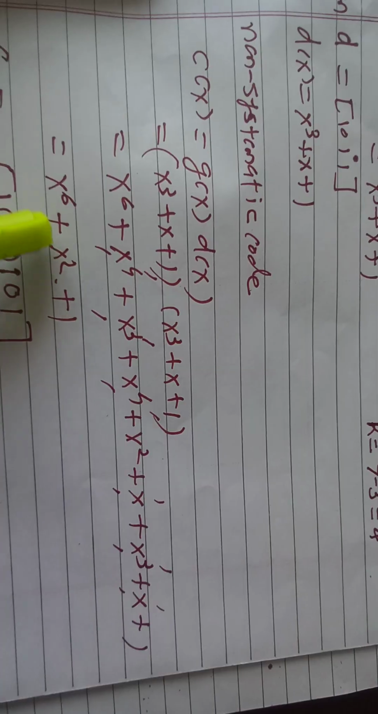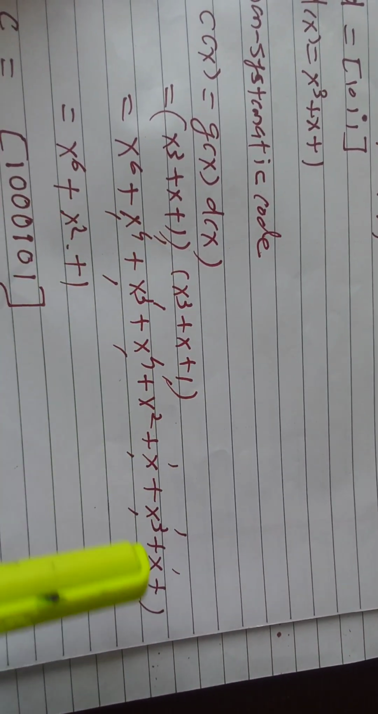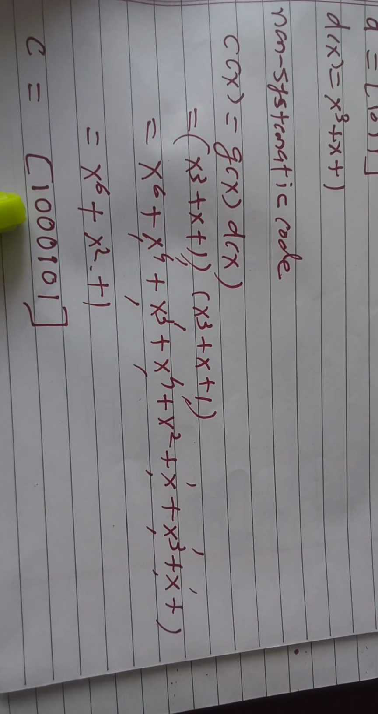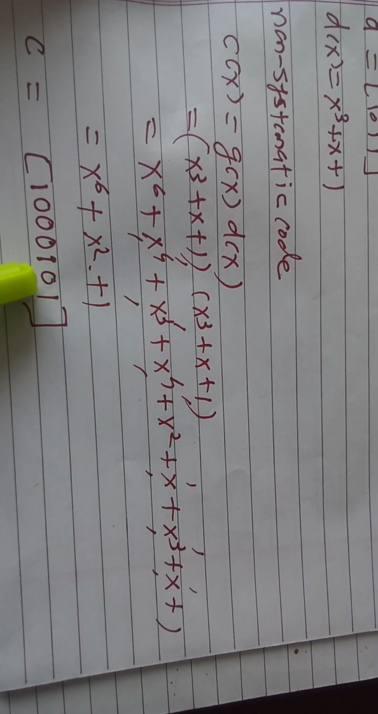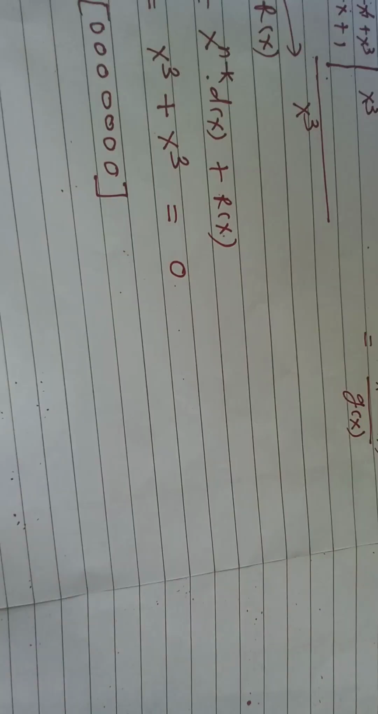If you multiply this, you will get x^6 plus x square plus 1. Similar terms get cancelled out. So what is c then? x^6 is 1, x^5 is not there so 0, x^4 is 0, x^3 is 0, x square is 1, then x is 0, and 1. So this is the code. This is like a cyclic code, the cyclic procedure.